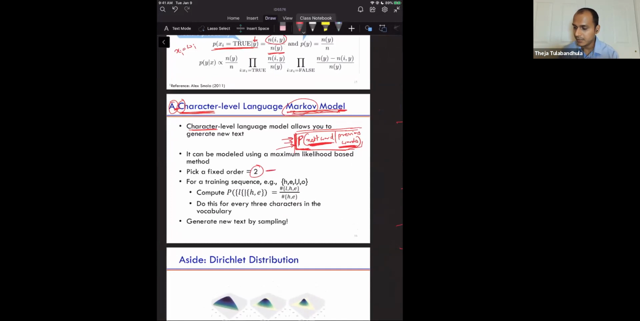Under that assumption, let's say you have a training sequence HELLO. Okay, those are the sequence of characters. Then what you can do is compute, for example, this conditional probability. What is the probability of L given H and E? Okay, so that you can compute. This is an example which will positively add towards both the numerator and the denominator here. But you have a different example.